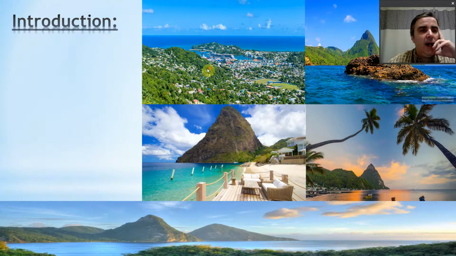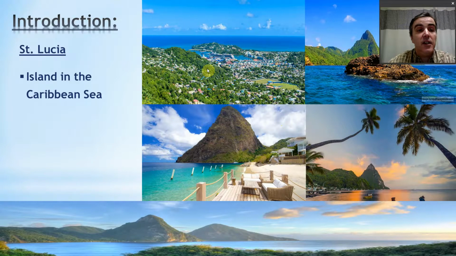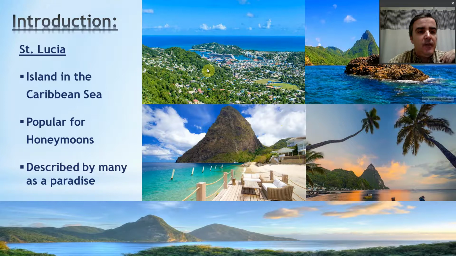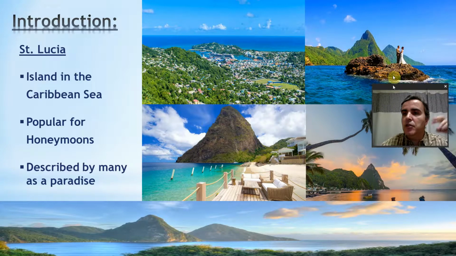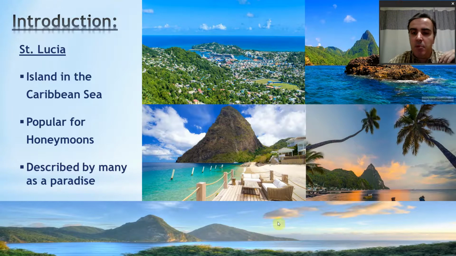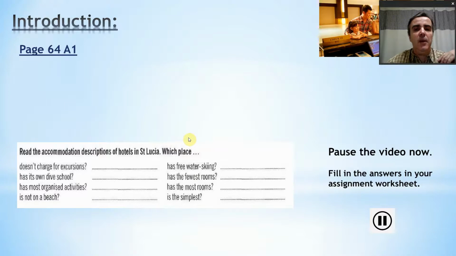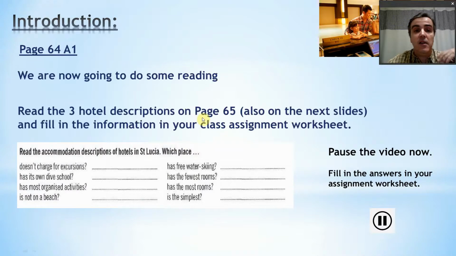So let's look at St. Lucia, and we can find out some information. It's an island in the Caribbean Sea. It's popular for honeymoons. It's described by many people as a paradise. And if we look at some of the pictures, we can see some beautiful scenes, nice beaches, mountains. I think the sunsets here would be very, very beautiful. So the three hotels that we're going to read about are all on this island, St. Lucia. So let's read about these hotels.